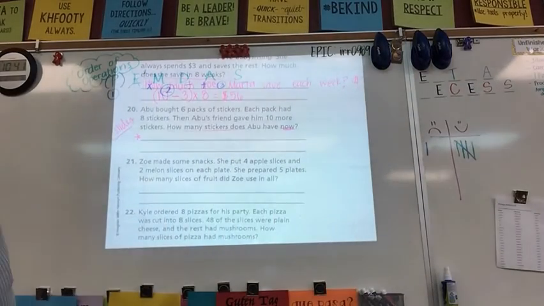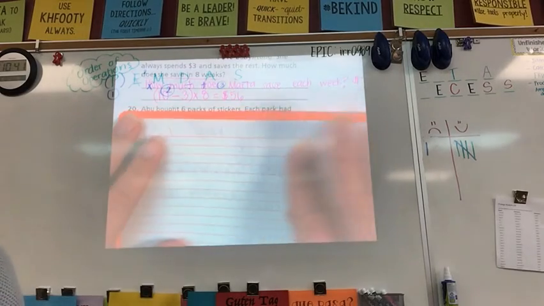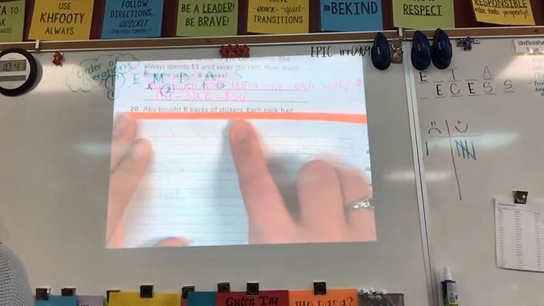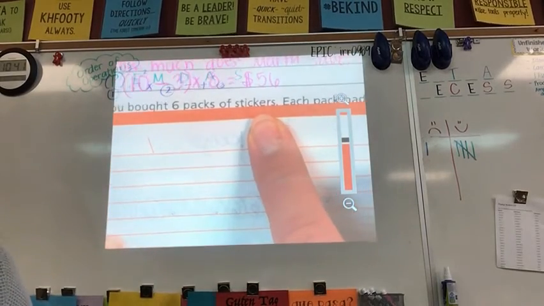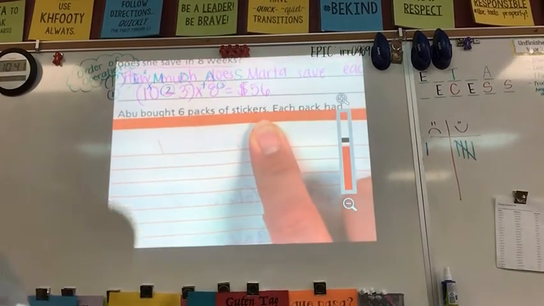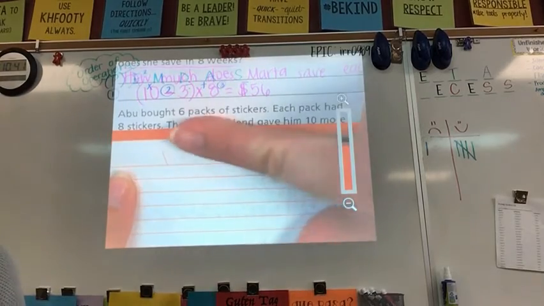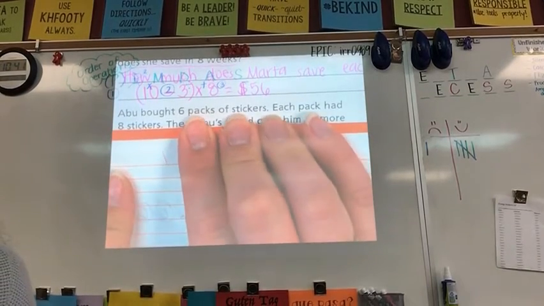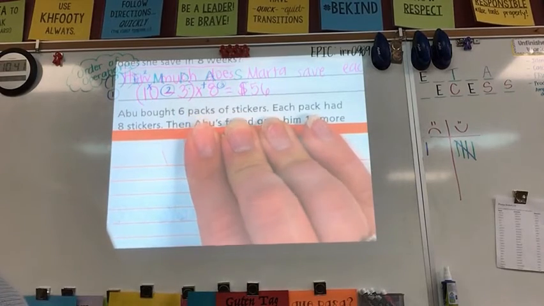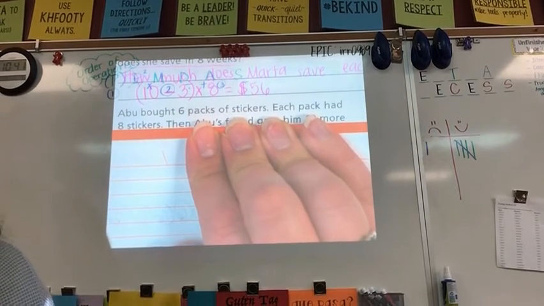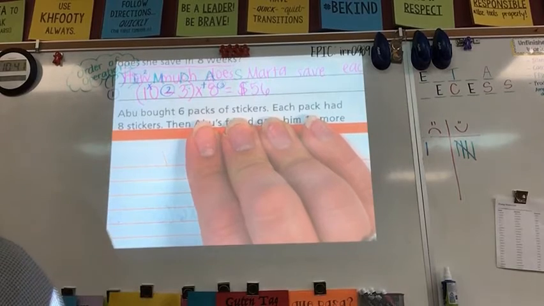Hey friends, I've got a trick for you to solve this. Let me show you this. If we just start reading one sentence at a time. Abu bought 6 packs of stickers. Each pack had 8 stickers, and then I pause. If you were going to write a question to solve that problem, what would it be?